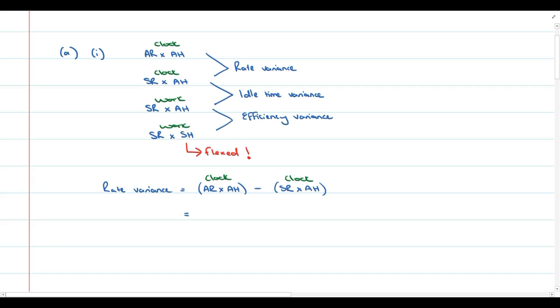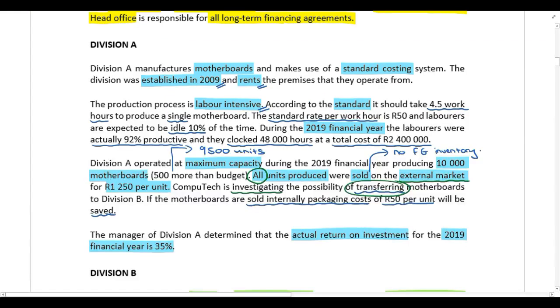So first we need the actual rate per clock hour multiplied by the actual clock hours, or in other words, the actual labour cost. So if you go back to the information provided in the question, we were given the actual labour cost for the 2019 financial year. The actual labour cost is 2.4 million rand.